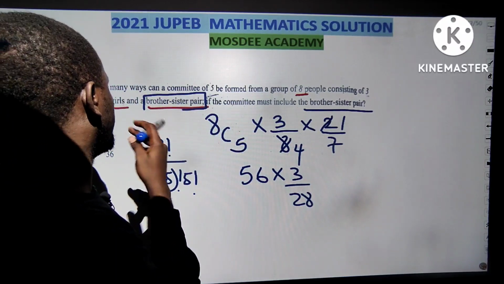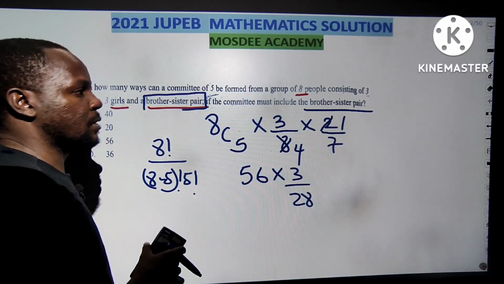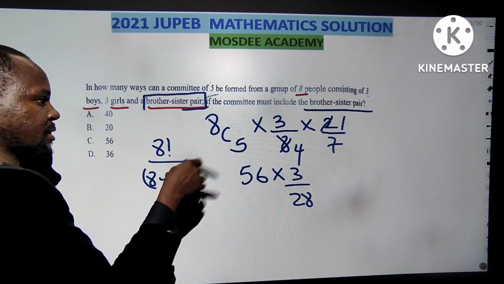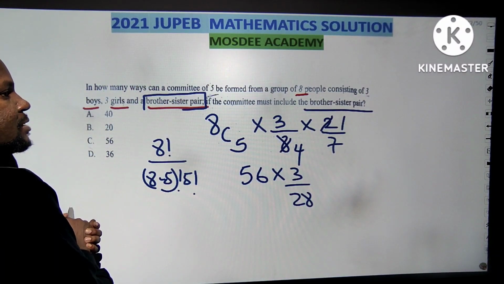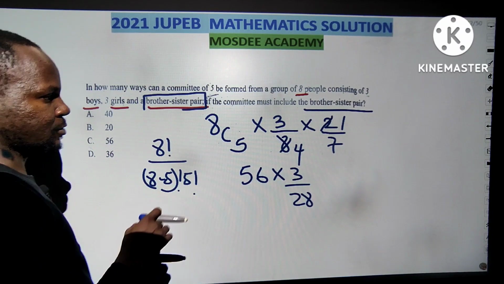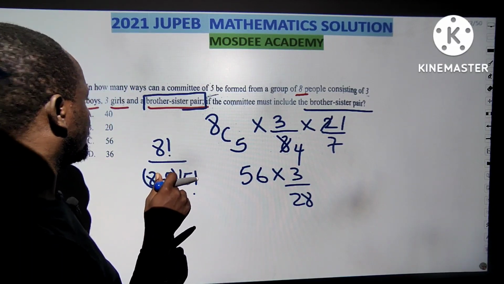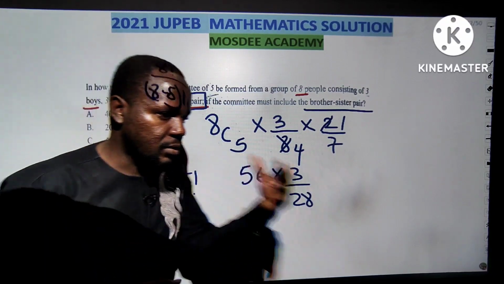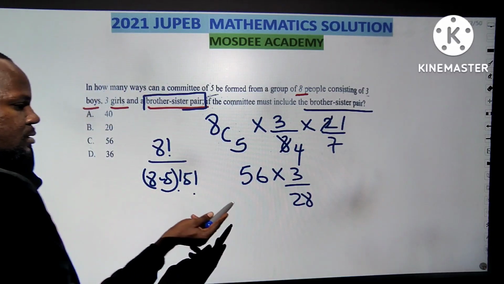Consisting of 3 boys, 3 girls, and a brother and sister pair. If the committee must include a brother and sister pair, how many ways can this be done? 8 combination 5 is the total number of ways. Then picking the first brother is 3 out of 8, then the second person will now be 2. I've picked the first person, the next person will be 2. It's like without replacement. So this should be correct.